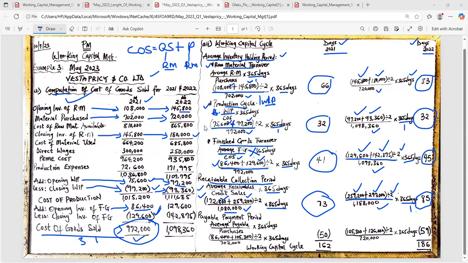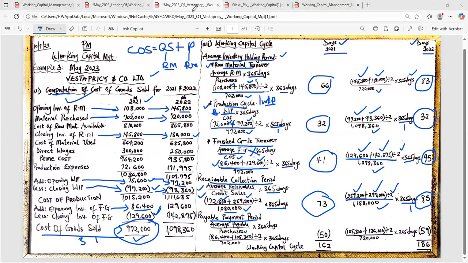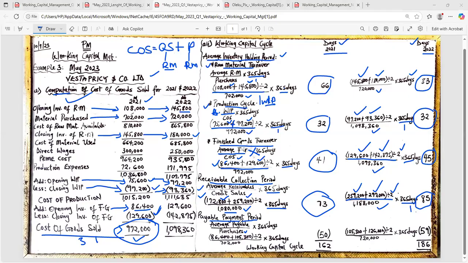Thank you. So the last thing that we need to compute here is our payable payment period. These are the people we are paying. So the ratio we are going to use is average payable divided by purchases. We use purchases because we usually buy from them, so the denominator should be purchases. Then multiply by 365 days. How do we get our average payable? Opening payable, that is opening creditors, plus closing creditors, divided by 2.